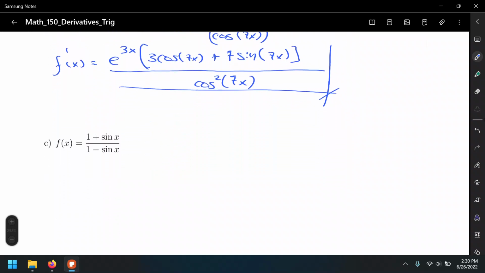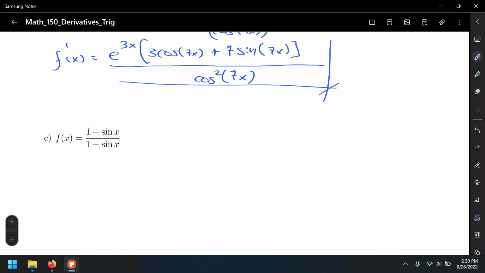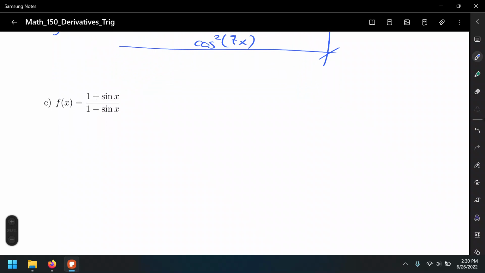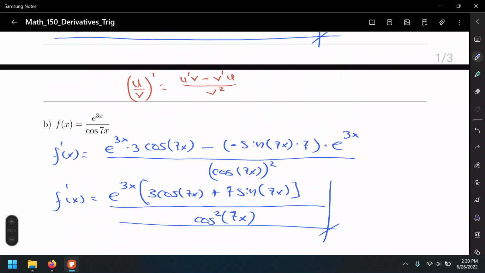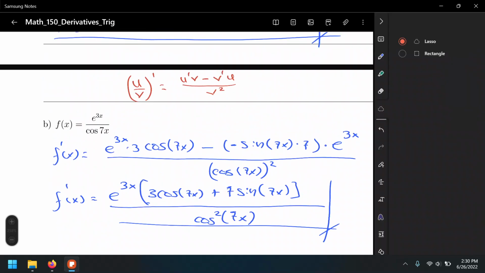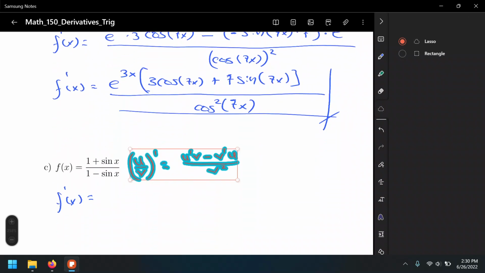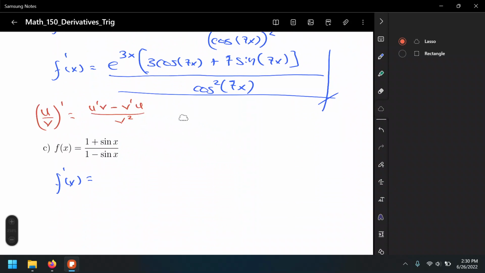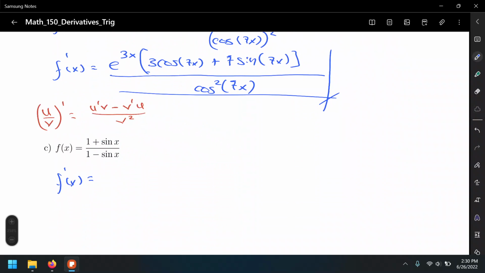Alright, let's have a look at one more quotient rule problem: 1 plus sine x divided by 1 minus sine x. In this case, again, we're going to use the quotient rule, so f prime of x equals, using that quotient rule. Let me move it down here so we can have it handy.